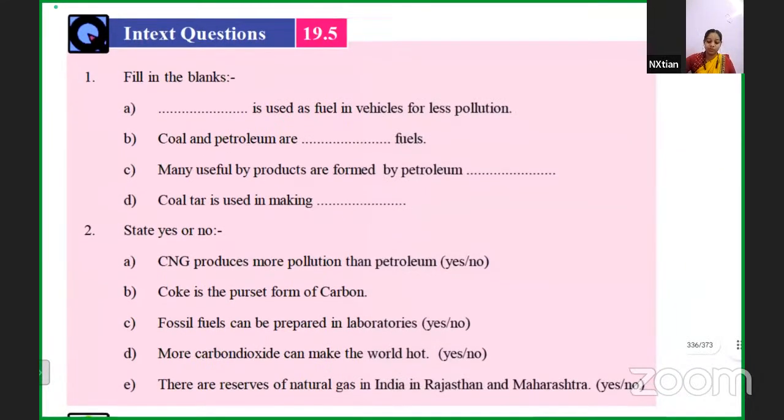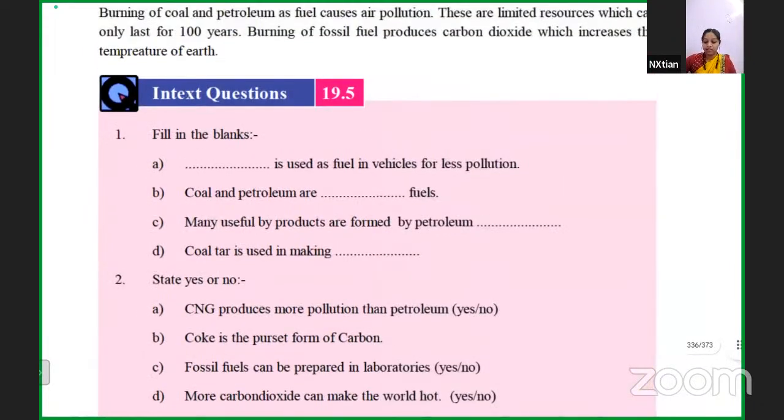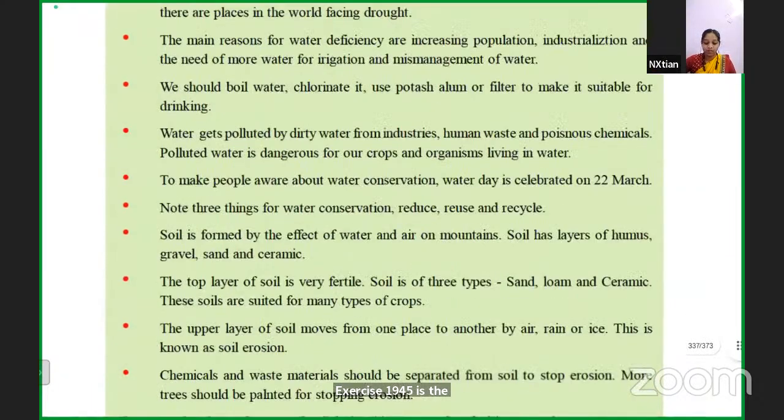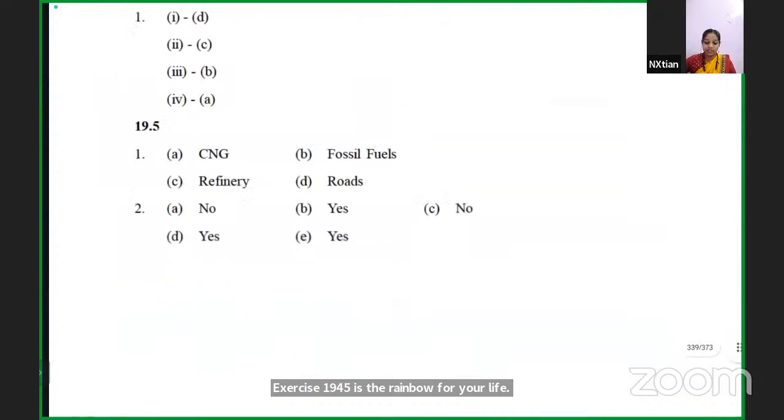Now, 19.5 is your homework. Exercise 19.5 is the homework for you all. And with this, we have finished with this chapter.